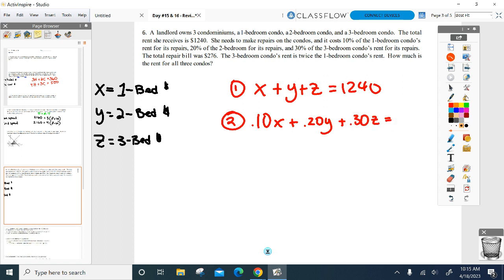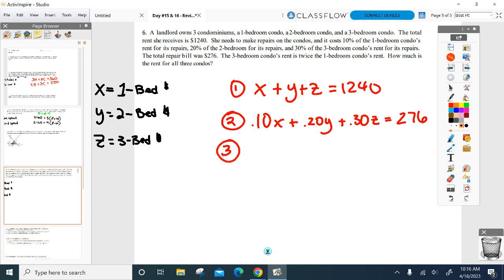How much total for repairs? Because I don't want to put 1240 again. This is only repairs for percent. How much total for the repair bill? 276. Okay. Everyone all right? Why am I applying the percents with the 276? Because the percents represent the repairs. And then you got your third one.